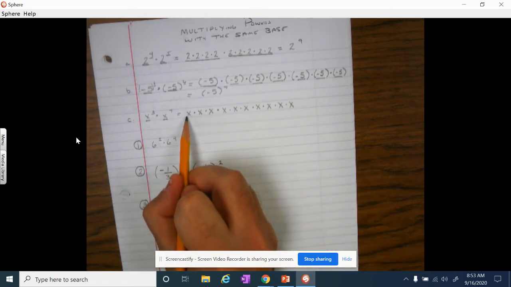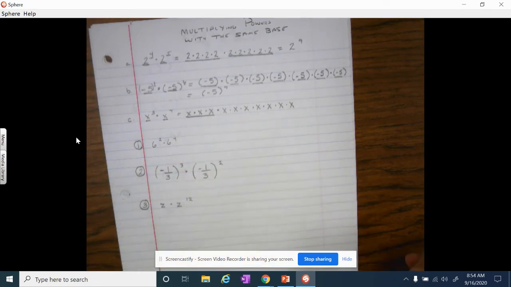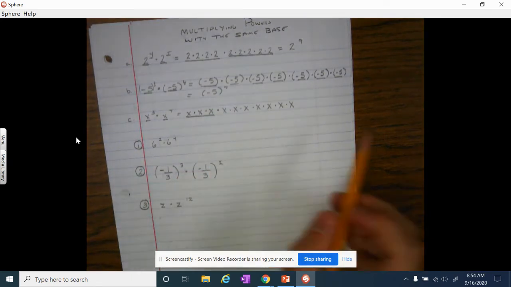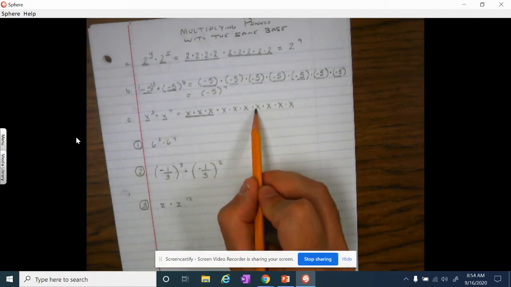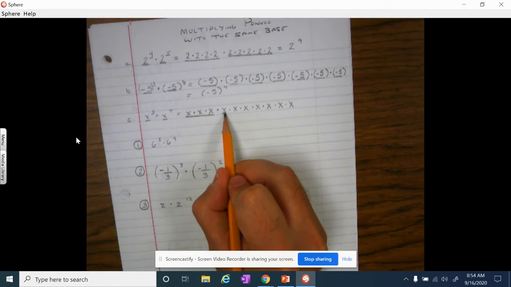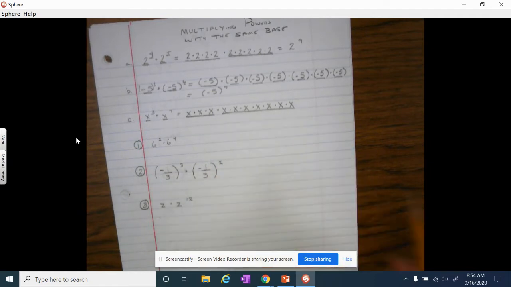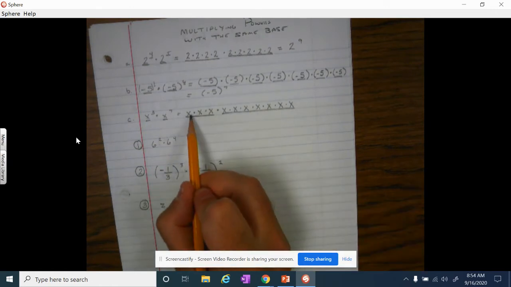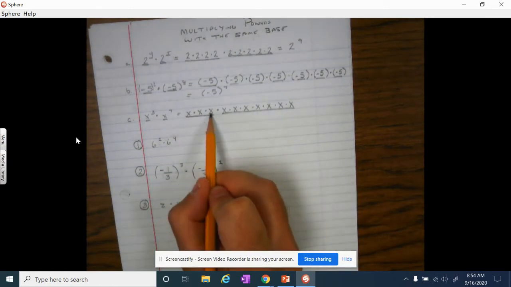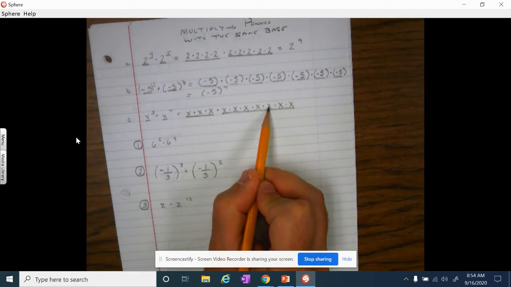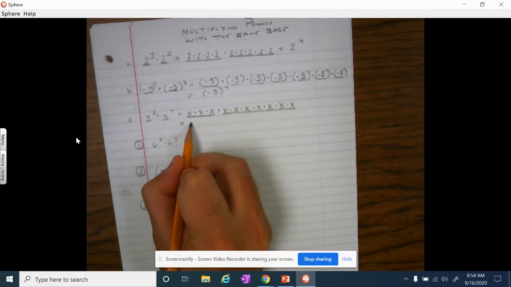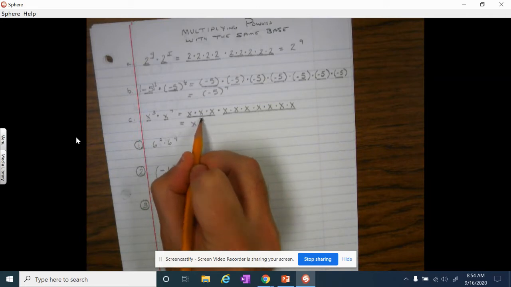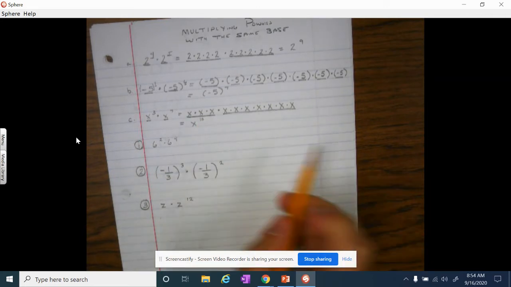So the first factor I have X to the third, there's my X to the third. My second one, I have seven X's. 1, 2, 3, 4, 5, 6, 7. Just double check to make sure I have all seven. So if I have X to the third times X to the seventh, I can count up all my X's. 1, 2, 3, 4, 5, 6, 7, 8, 9, 10. I have 10 total X's. So then my final answer is X to the 10th.